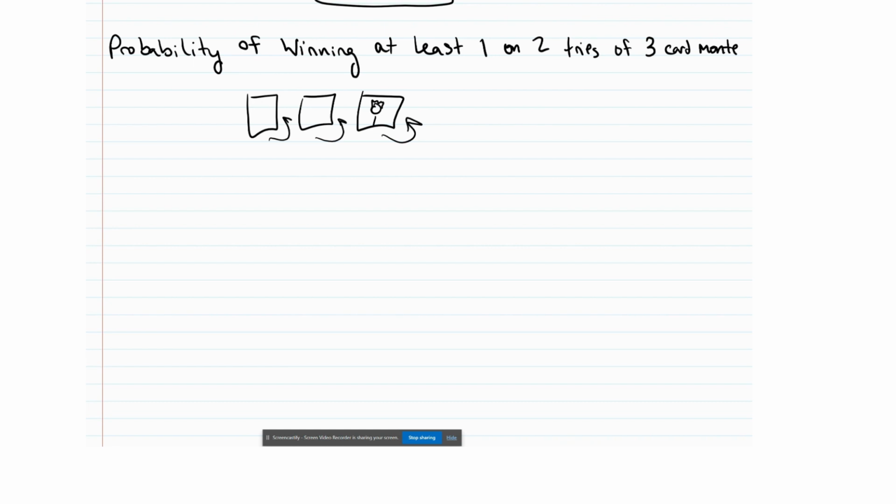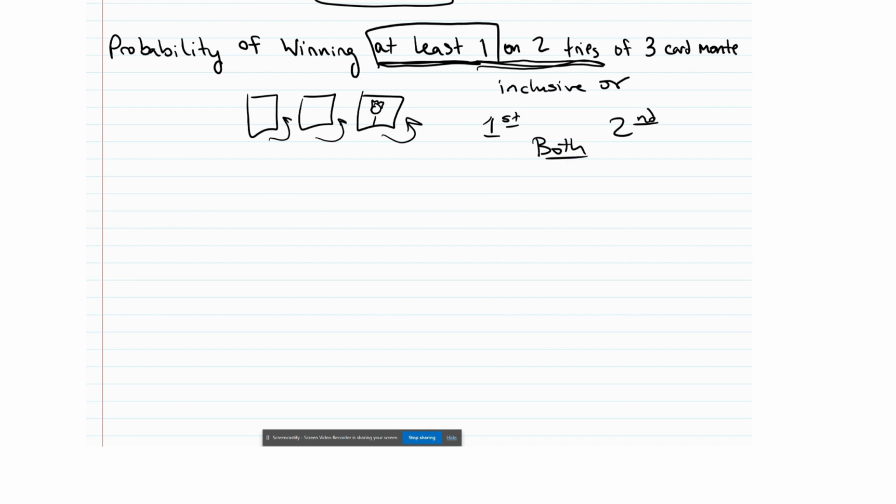Okay, so the first thing worth noting is that this language, at least once on 2 tries, should sound like an inclusive or from last unit. So in other words, if you have to win at least once on 2 tries, it means you could win the first time, you could win the second time, or you could win both times. And all of those satisfy winning at least once. And so any of those are good. So we have to capture all of those different ways of winning.